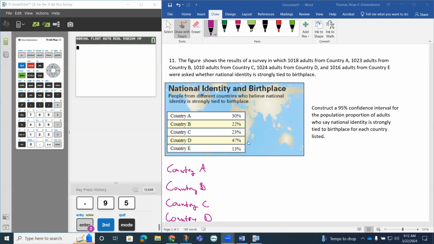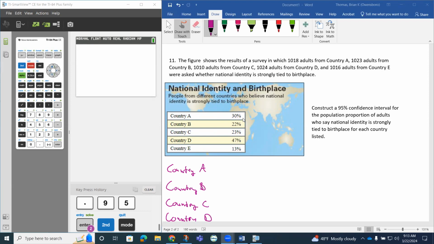So we have this chart here, national identity and birthplace. People from different countries who believe national identity is strongly tied to birthplace. Construct a 95% interval for the population proportion of adults who say national identity is strongly tied to birthplace for each country. So country A, we have 30% of the population says yes.